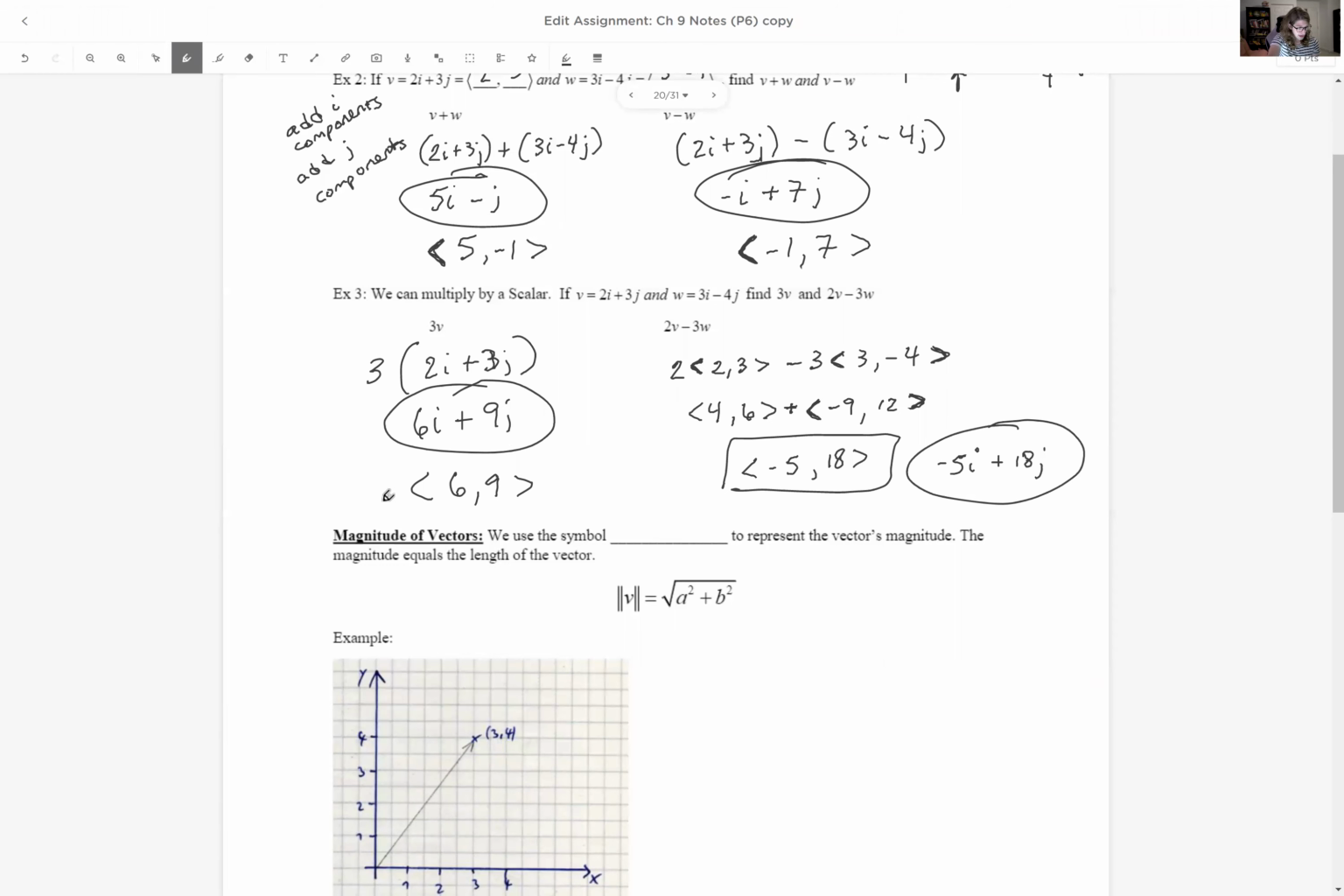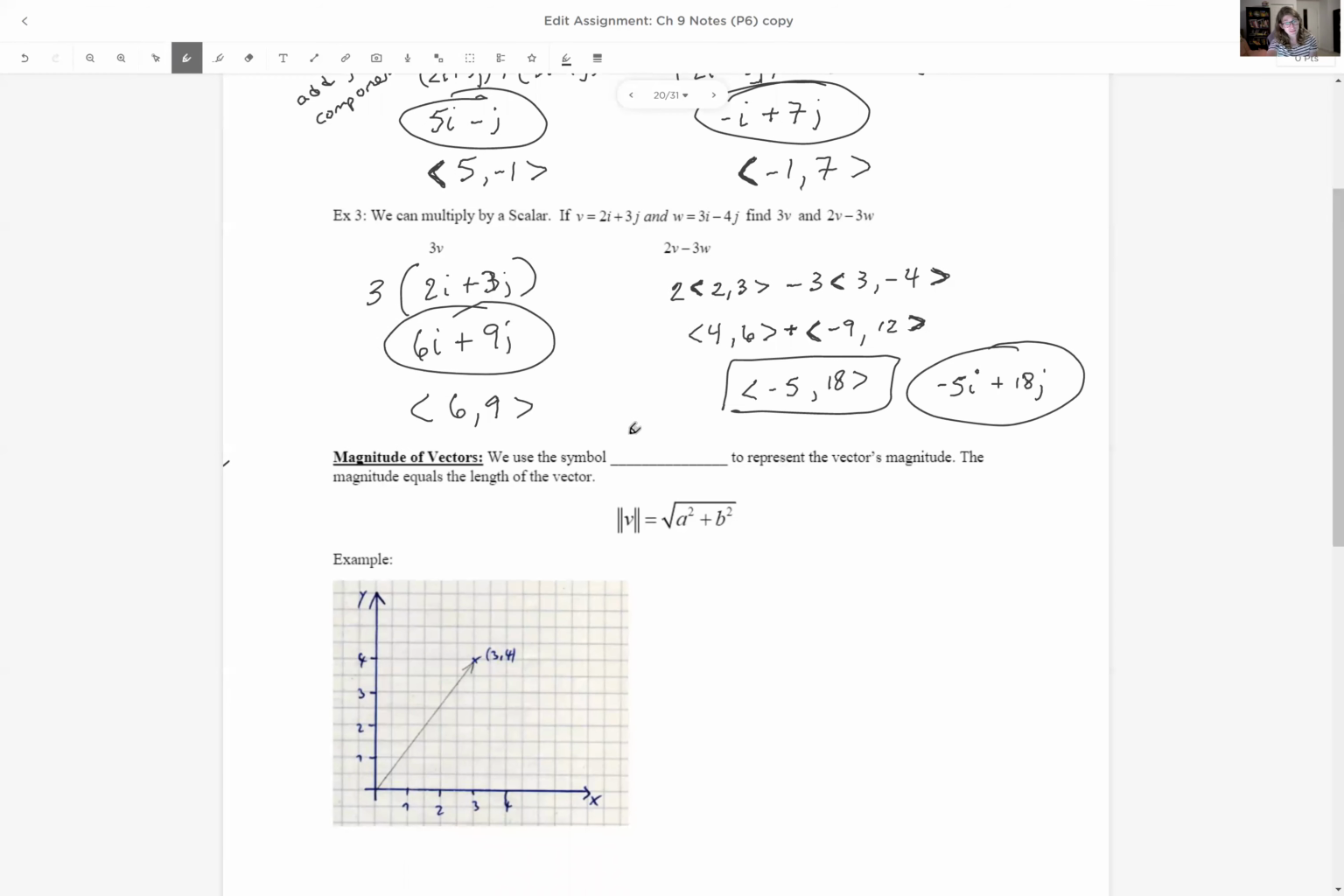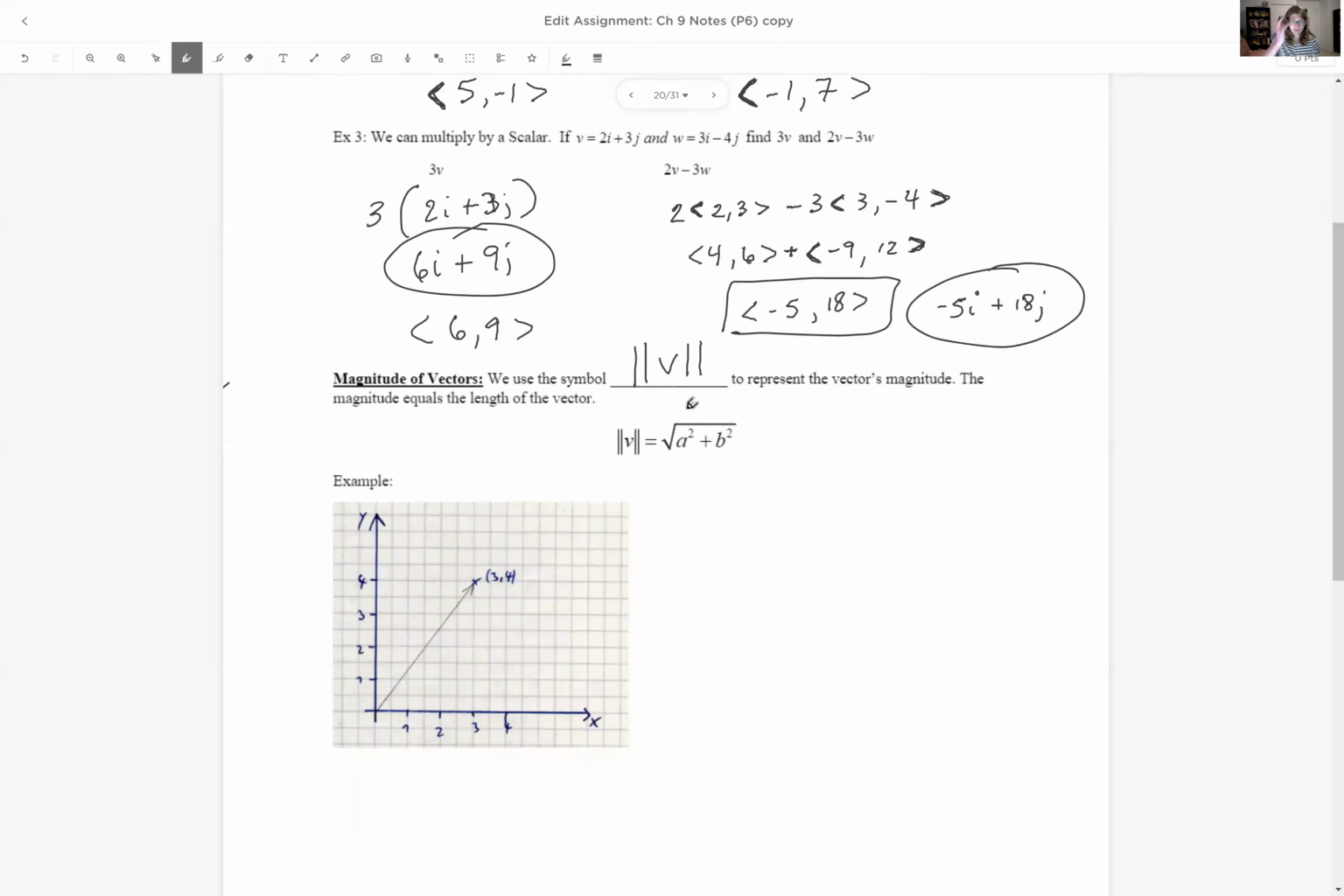Magnitude, remember, magnitude was our length. So how do we find the length of a vector? Well, first of all, let's talk about the symbol it uses. It almost looks like an absolute value, but it looks like an absolute value where we have double bars. That's going to be our symbol for the magnitude of a vector. It's just finding length. So how do we find a length? If you know your distance formula, this is the distance formula.